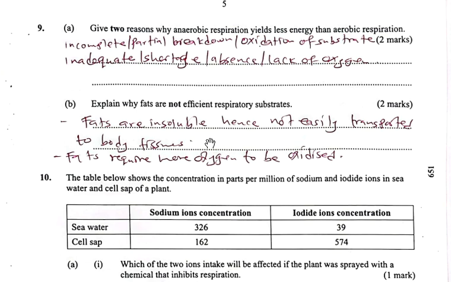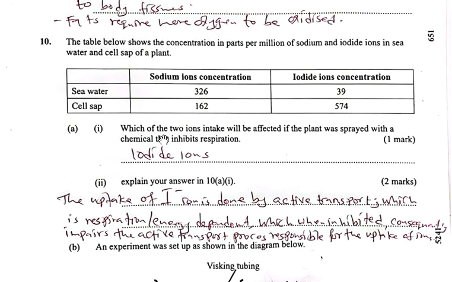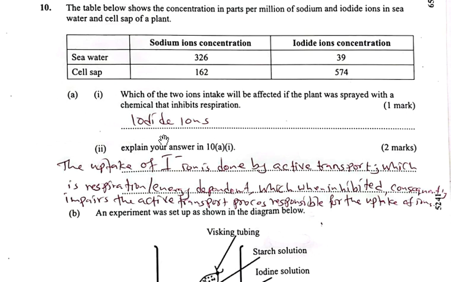Part B, explain why fats are not efficient respiratory substrates. They are insoluble in water and hence not easily transported to the body tissues, and also they require more oxygen to be oxidized. Question 10. The table below shows the concentration in parts per million of sodium and iodide ions in seawater and cell sap of a plant.